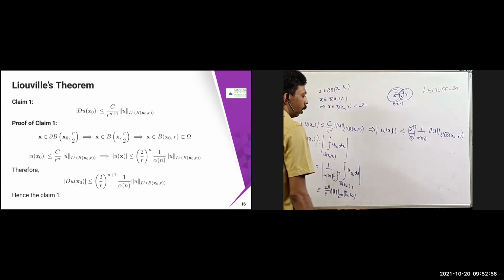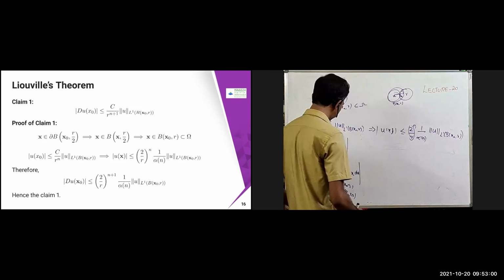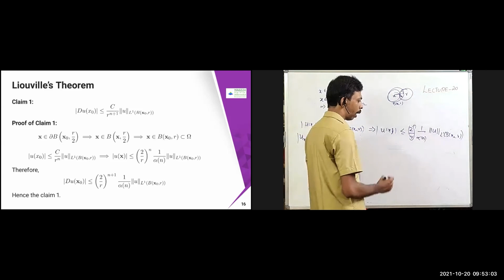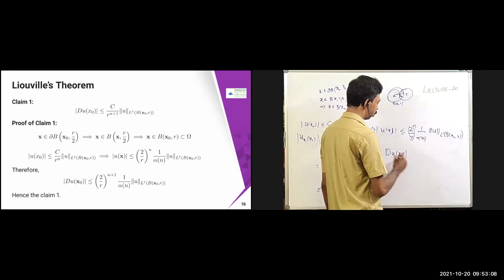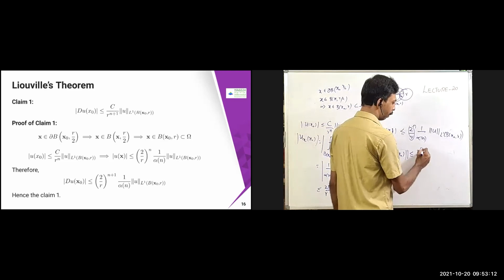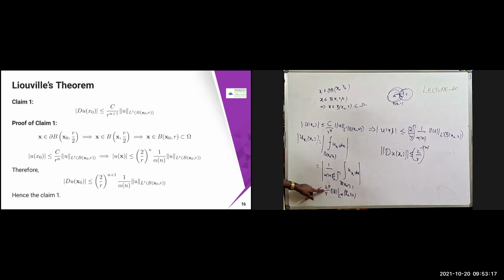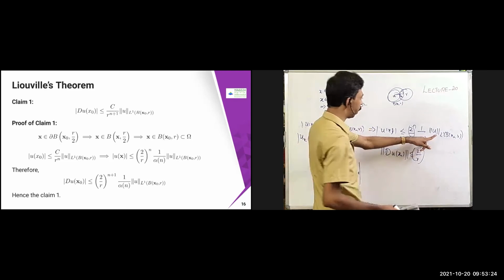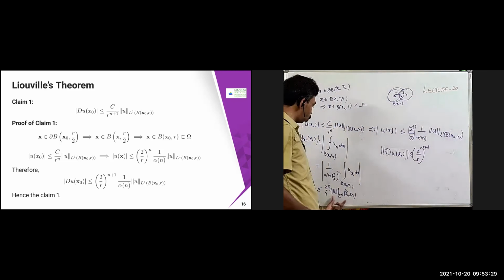So what you got is your Du of x naught. I am just applying this one over here. Therefore your Du of x naught is going to be less than or equal to 2 by r power n plus 1. This is 2 by r, and there is a 2 by r power n, so apply that together. There will be a u in L infinity, because u L infinity is going to be there.